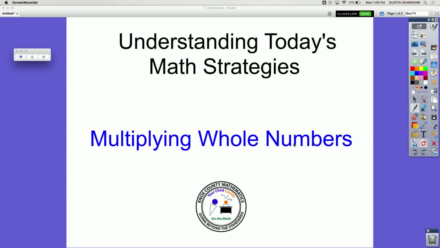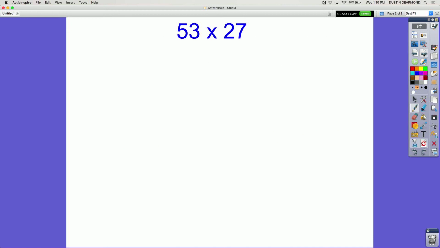So today we're going to explore two strategies that help students learn how to multiply whole numbers, and it helps them understand why they're doing it the way they're doing it, and it lays the foundation to move towards that standard algorithm. So we're going to look at two models today, and that is the area model and then partial products. Both are connected and related to each other. So our problem today is 53 times 27. And we're going to start with the area model.